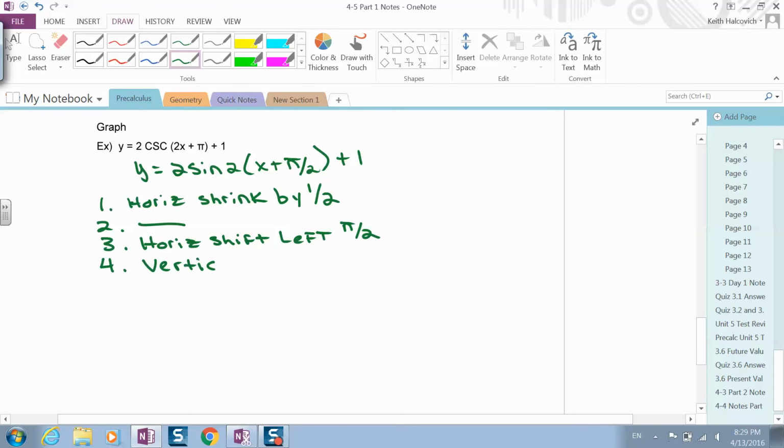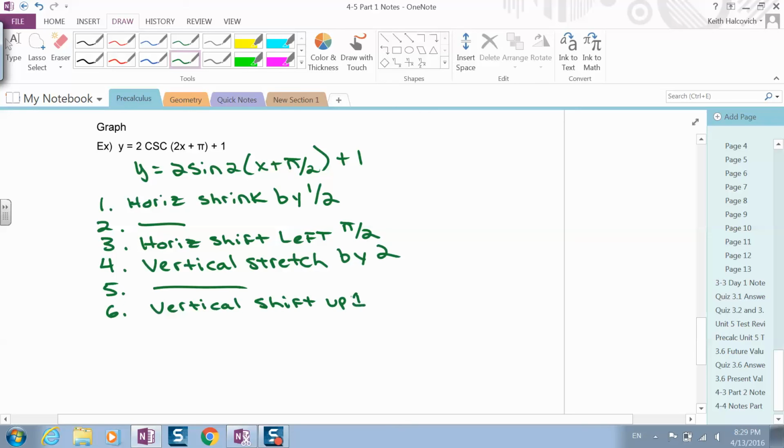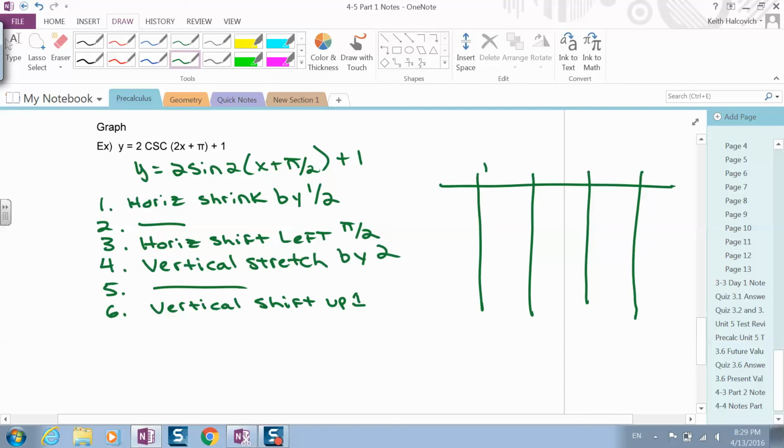There's a vertical stretch by 2. There's no reflection. And then there's a vertical shift up 1. So when we make our chart, we have 1/2 x, we have x minus pi over 2, we have 2y, and we have y plus 1.